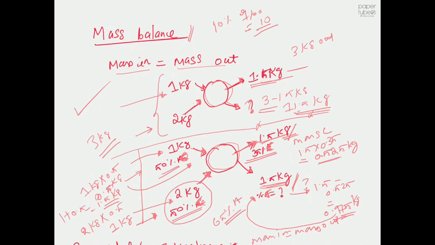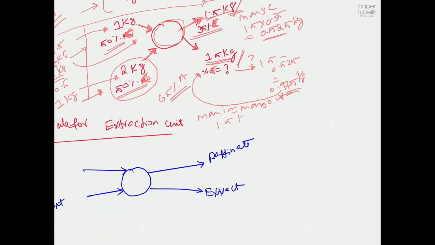So we know that 1.5 kg is 100%. So 0.975 kg will be 0.975 multiplied by 100 divided by 1.5. That will be equal to 65%. So 65% of the C should come in stream 2. So this is pure mathematics. We didn't give any notations, anything.